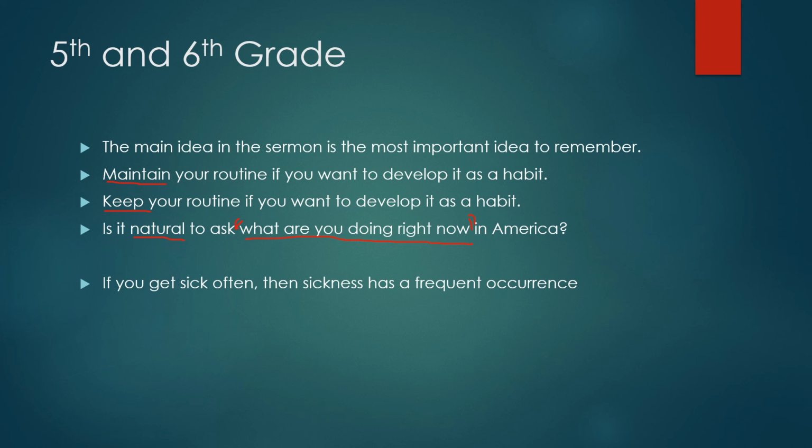If you get sick often, then sickness has a frequent occurrence. So I transformed the word occur to work for the sentence. But occur is the word. Occurrence is the noun form. And there needs to be a period right there. Occurrence is how often something happens. So frequent means it happens a lot. Frequent occurrence is something that happens a lot. Often means happens a lot.